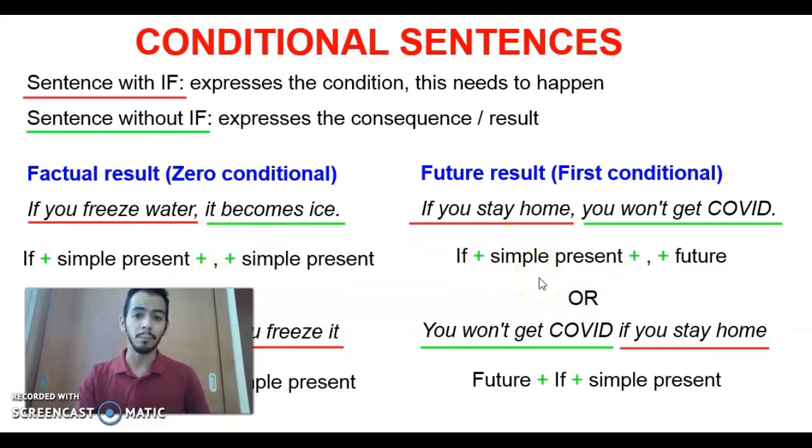Or, like in the previous sentence, you can mix it up a little and start with the result. Now, in this case, it's not necessary to make changes to the sentence. We can still understand it. So, if you stay home, you won't get COVID, or you won't get COVID, no comma, if you stay home. Yeah, so future plus if plus present. And this time, commas are not necessary.